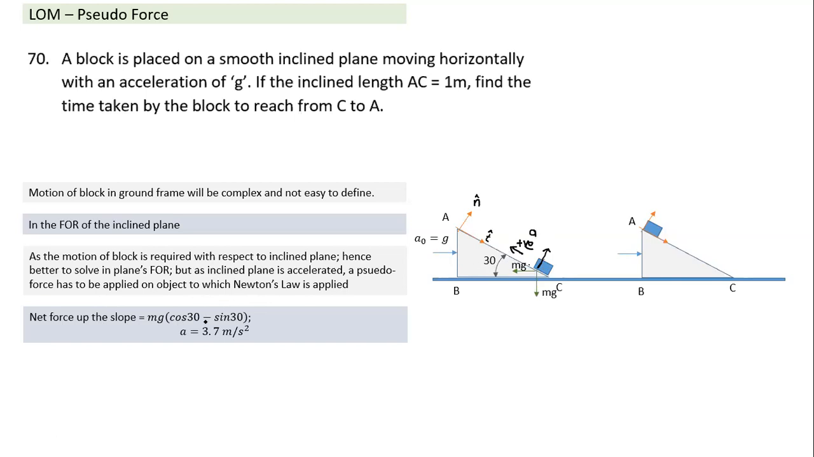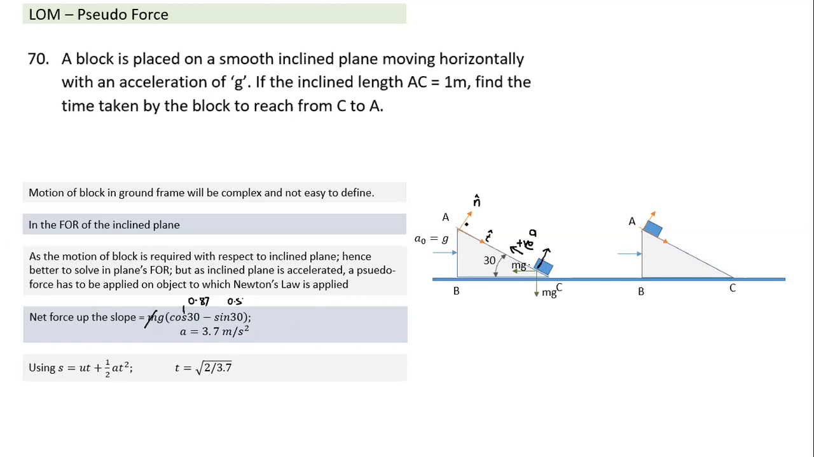So mg cos 30 minus mg sin 30, and cos 30 is root 3 by 2, roughly 0.87, and sin 30 is 0.5. So the difference is 0.37. Acceleration anyway will divide by m, so acceleration will be g into this term. So 10 into 0.37 is 3.7, which is the acceleration of this block with respect to the inclined plane.